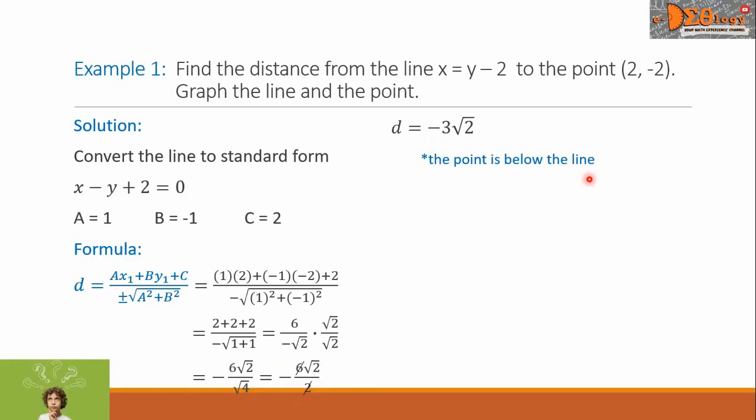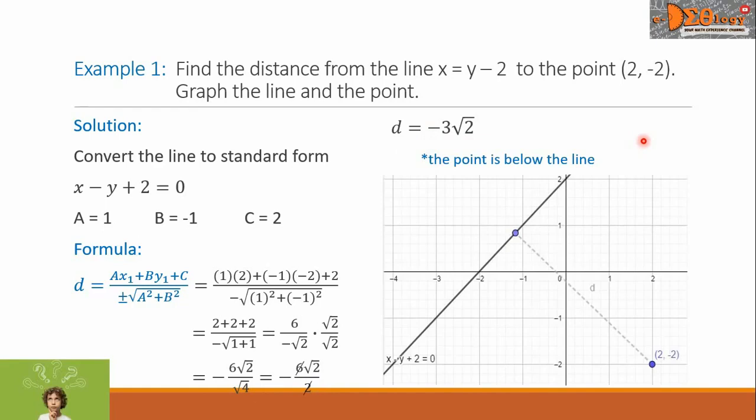Next, we're going to graph the line and the point. Using GeoGebra, we can show that the line is here now, the x minus y plus 2 equals 0. And the point 2, negative 2 is here. And this is our directed distance d. And this is our final answer.